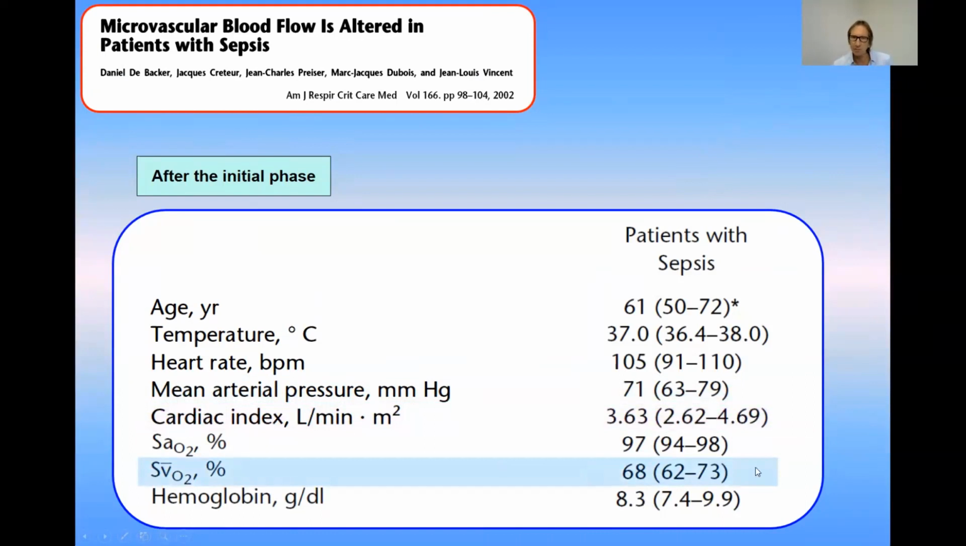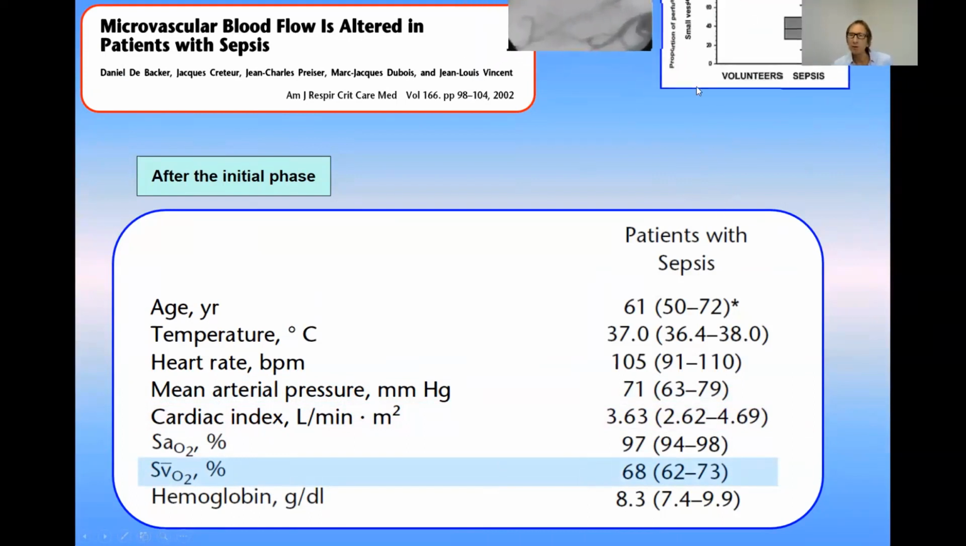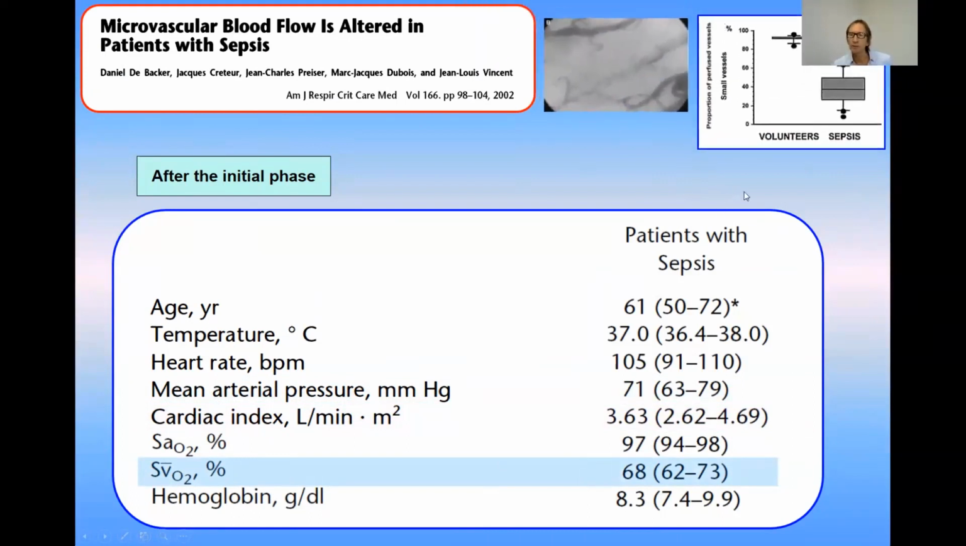And at that time, they measured microcirculation of the sublingual area, and they found that microcirculation was impaired in spite of correction of the systemic blood flow variables compared to volunteers. And this is the proportion of perfused small vessels. So in spite of normalization of systemic blood flow, microcirculation was still impaired in this study.